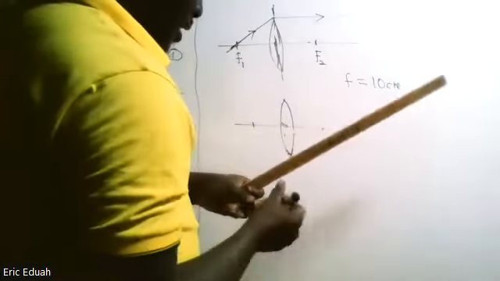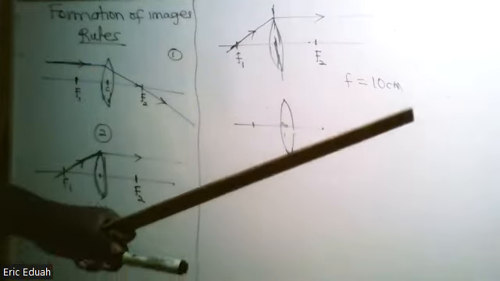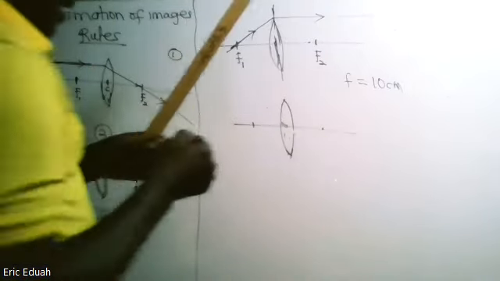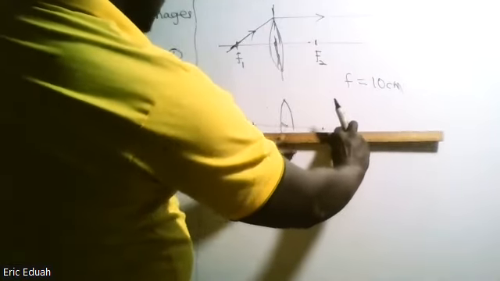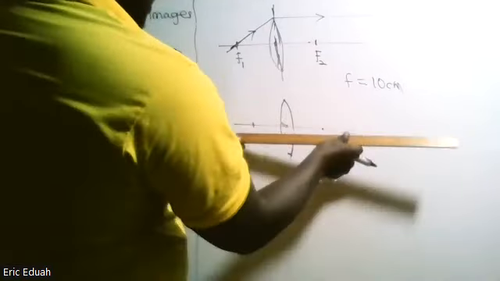So if F is 10, then the center of curvature must be 20. So take measurements.